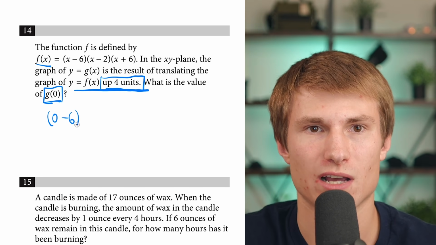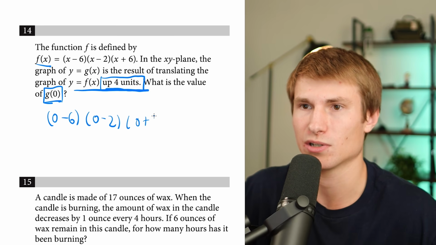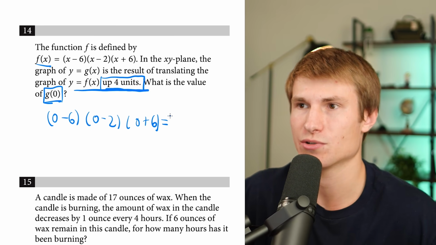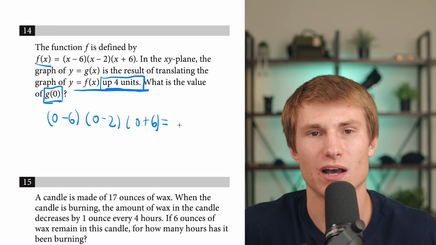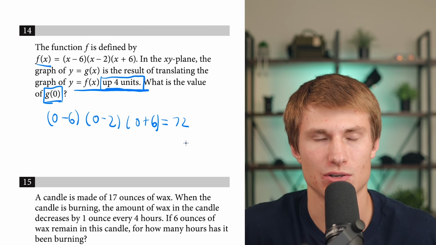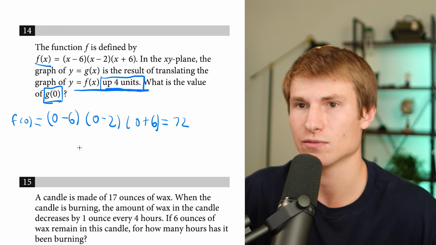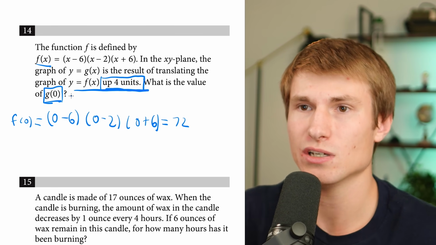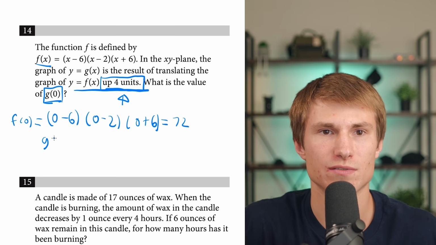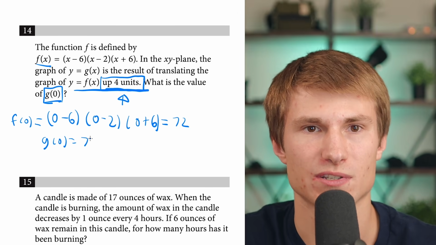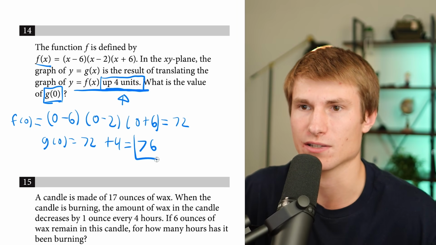So we'd have 0 minus 6, and then 0 minus 2, and then 0 plus 6. This is all going to equal negative 6 times negative 2, which will give us positive 12, times 6, which will give us 72. So now we have our y-intercept for f of 0. Now, g of 0 is what we need to solve for here, and we know that's going to be up 4 units. So g of 0 will equal f of 0, which we know is 72, plus 4, which means g of 0 will equal 76, and our final answer will be 76.